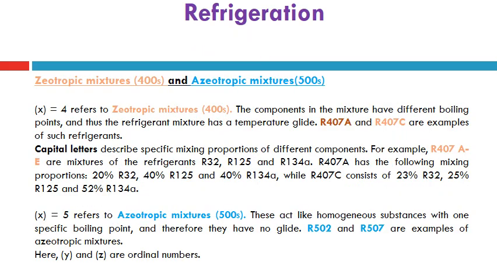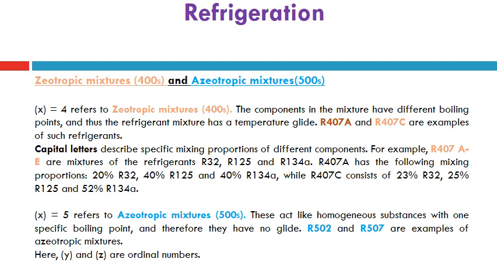This slide will compare zeotropic mixtures of the 400 series and azeotropic mixtures of the 500 series. For zeotropic mixtures of the 400 series, the X number included in the RXY number of each refrigerant will be 4. So all of this family will start with the number 4 as the first digit, replacing the X. So all types will be the 400 series.